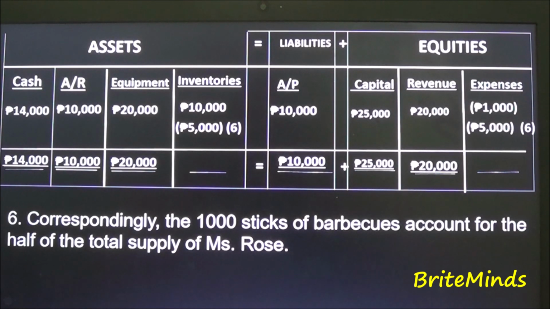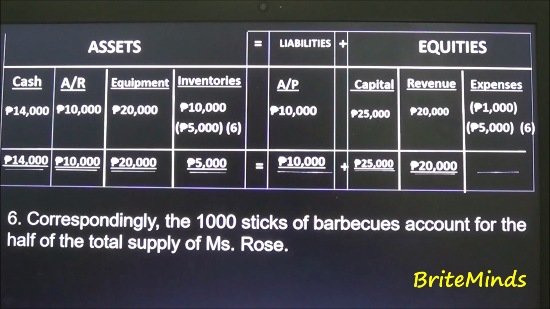Okay, so cash remains the same, so there's no increase or decrease in cash. 14,000 pesos. Accounts receivable is not affected, still the same, 10,000 pesos. Equipment is not affected. Inventories: 10,000 minus 5,000 pesos, so the remaining amount of inventories is 5,000 pesos.